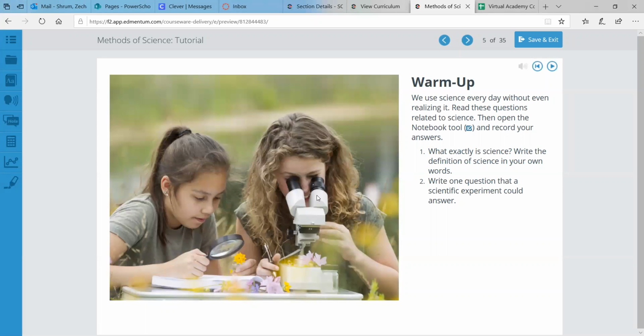Tutorial warm-up. It asks you before you go through the tutorial, in your own idea, what you currently know: what is the definition of science, and put it in your own words. Don't worry about being right, because it's going to ask you the question afterwards too, and see if your idea has changed at all. And then it asks you to write one question that you think an experiment could find out and help you understand.